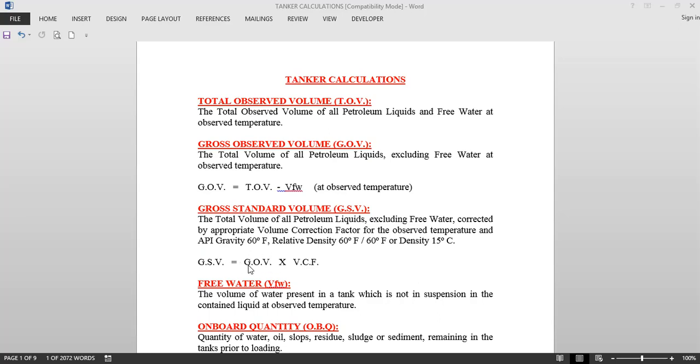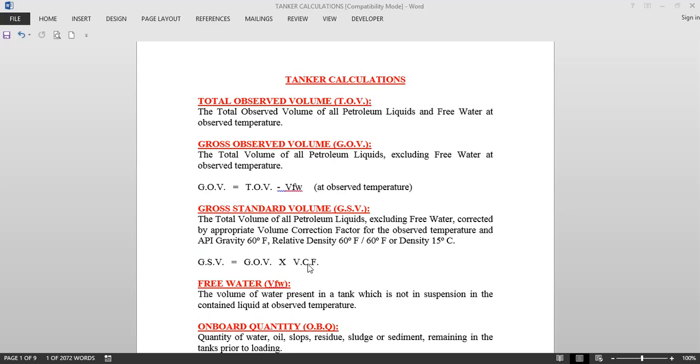So gross observed volume: you have taken the ullage. From the ullage, you've got the total observed volume. You have subtracted the volume of free water. What you get is the gross observed volume. That you multiply by the volume correction factor, VCF.